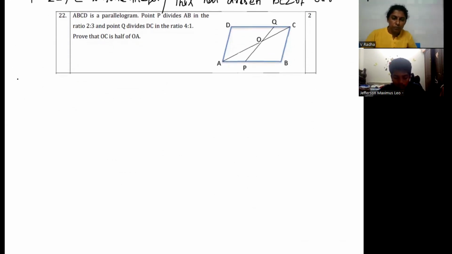So question number 22. Just read: ABCD is a parallelogram. Point P divides AB in the ratio 2:3 and Q divides DC in the ratio 4:1. Prove that OC is half of OA. Actually, the two triangles we need, right? Yes, ma'am. Okay, how to give the proof?